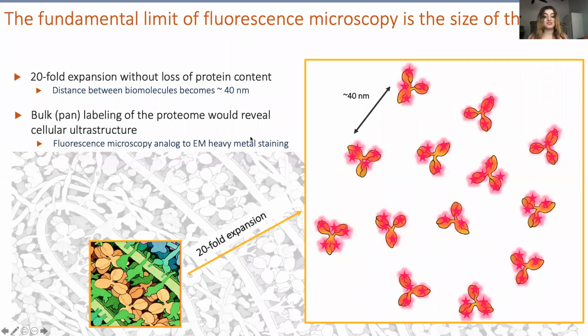However, what if we separate individual biomolecules from each other by a large factor, something like 20-fold linearly, and then label the proteome in bulk? This way, the distance between proteins would be on the order of tens of nanometers, and bulk or pan labeling of the proteome would be efficient enough such that it would reveal local protein density variations and thus cellular ultrastructure. And so one would think of this concept as an optical microscopy analog to electron microscopy heavy metal staining.